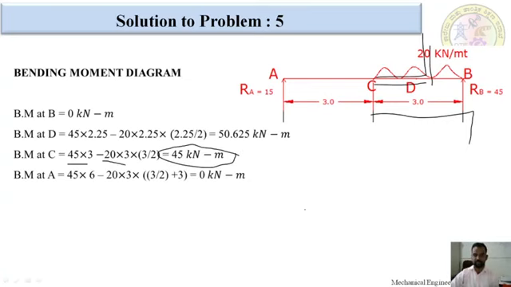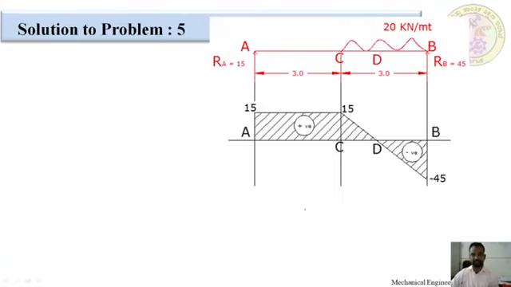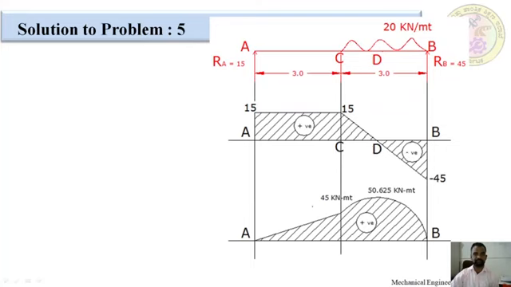Next we will move to the bending moment diagram. This is the diagram. How much did we get at B point? The bending moment value at B is 0, and A also 0. How much did we get at D point? This is D point only. At C point we got 45. First of all, I am going to draw here. Then we will join with a straight line.